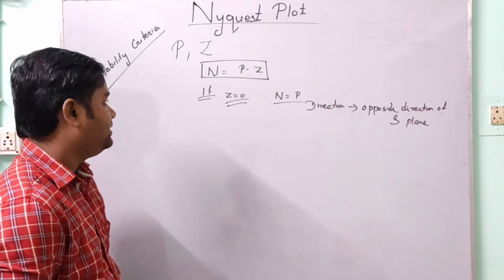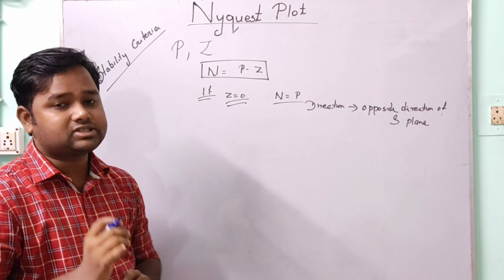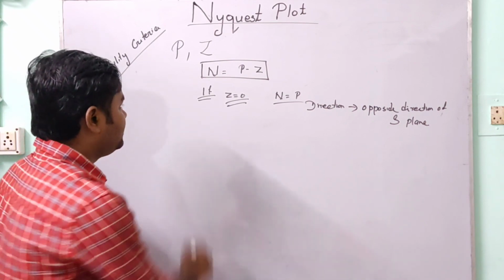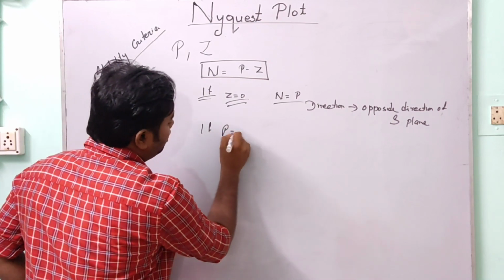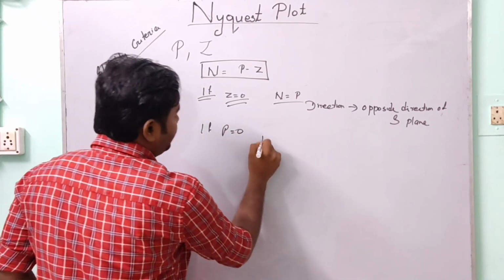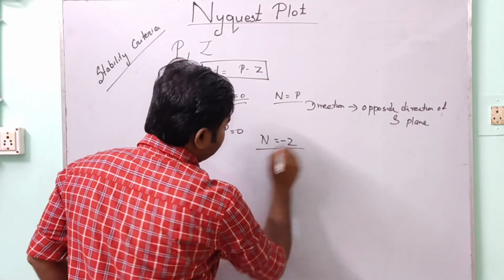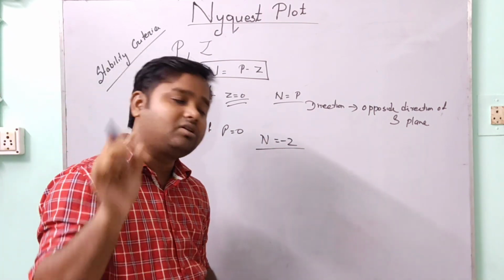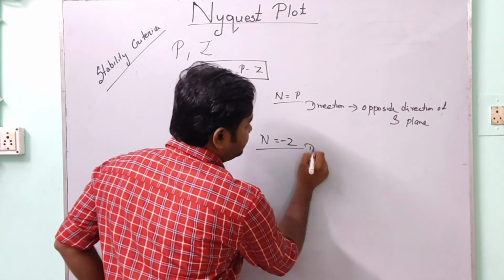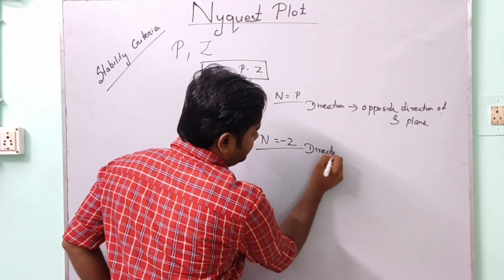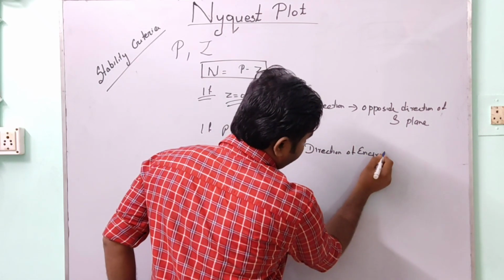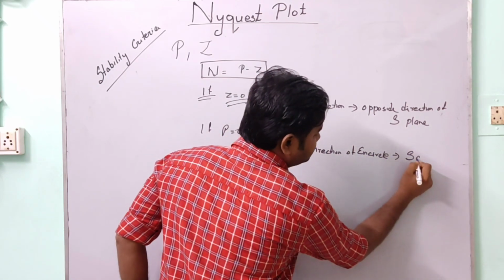Similarly, if G(s)H(s) contains only zeros, that means there is no pole term. If the pole term is absent, that means N is equal to only Z. In that case, the direction of encirclement is always the same direction of the S-plane.